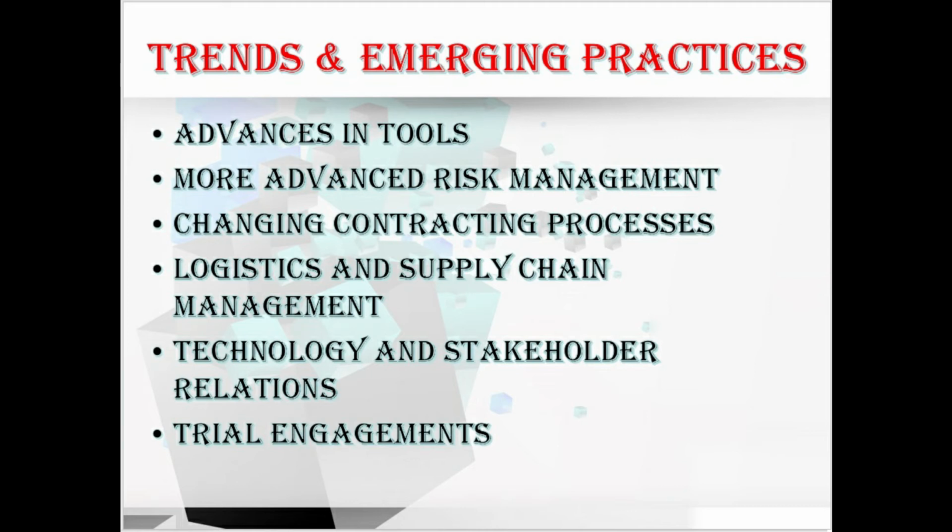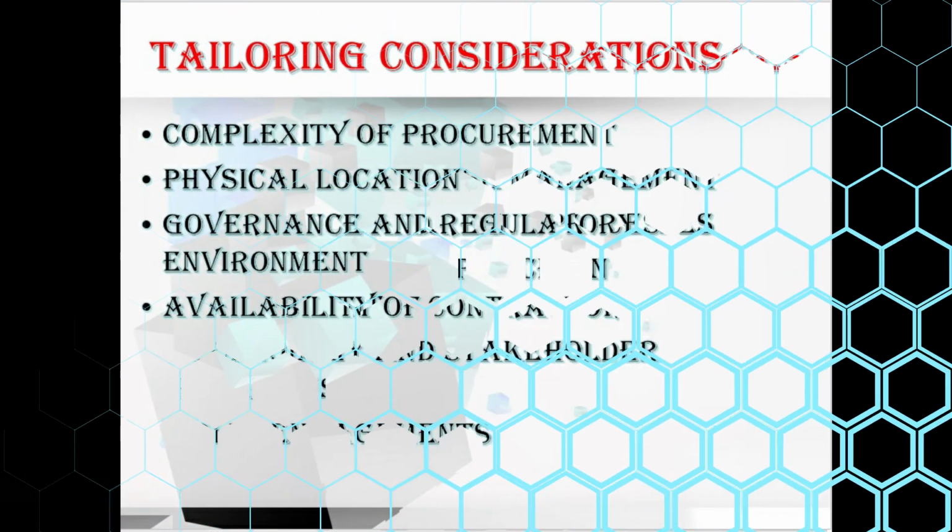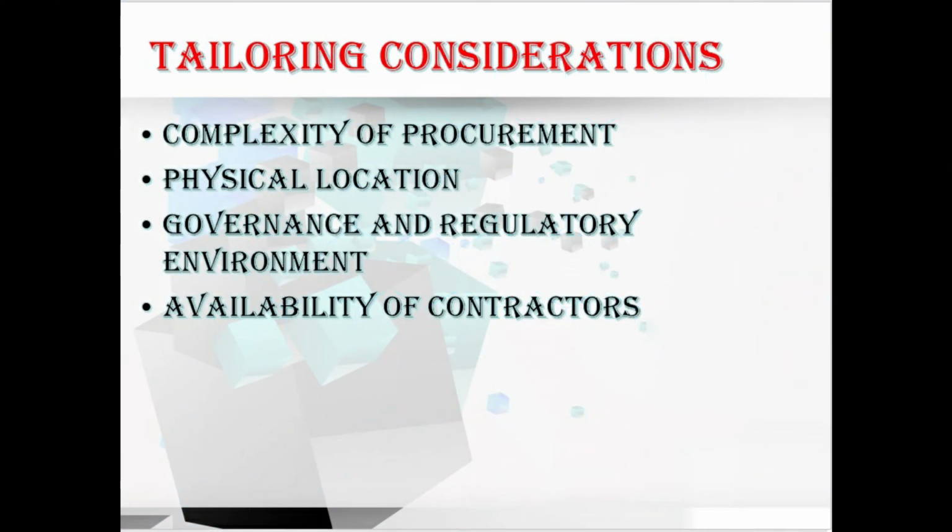So, we have covered the trending and emerging practices of this procurement management knowledge area. Hope you understood this. Let's move to the next concept, the tailoring considerations. In the tailoring considerations, we have the complexity of the procurement, the physical location, governance and regulatory environment, availability of contractors. Let's explain one by one in more detail.